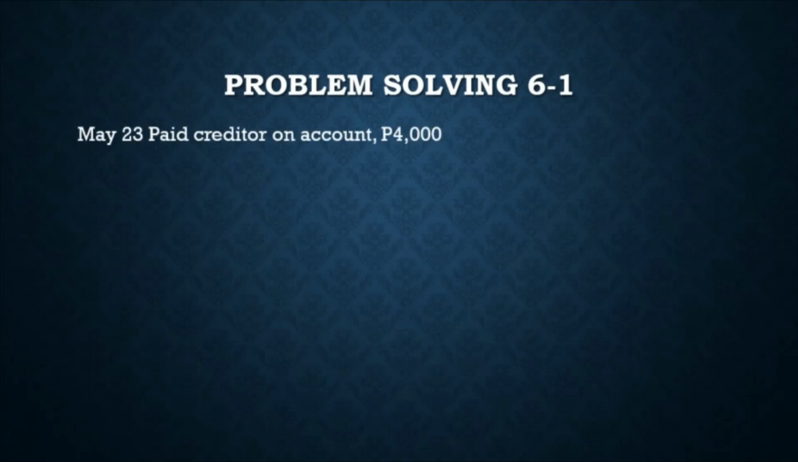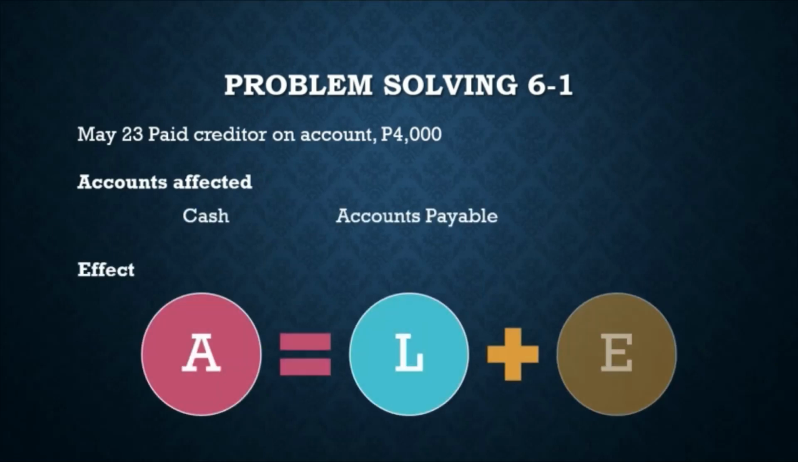So next, paid creditor on account amounting to 4,000. So yung accounts affected dito ay accounts payable and cash. So gaya lang din kanina, so there will be a decrease in accounts payable and decrease in cash kasi nagbayad daw tayo sa creditor natin which is yung supplier amounting to 4,000.